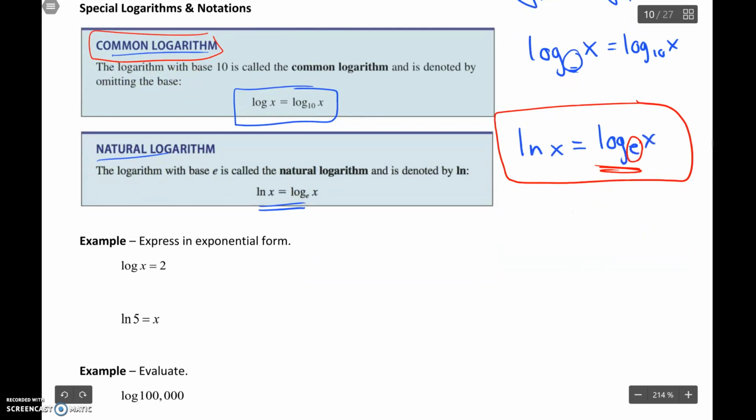So please try not to get confused. I know at first it's confusing. You're like, what is a natural log? I don't understand it. It's just a log base e.